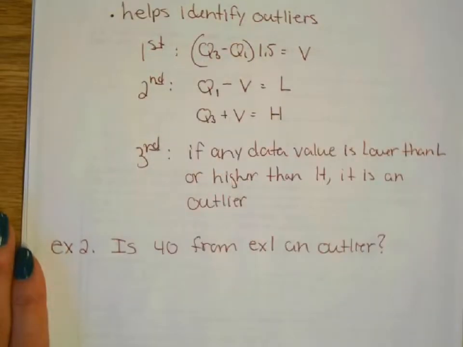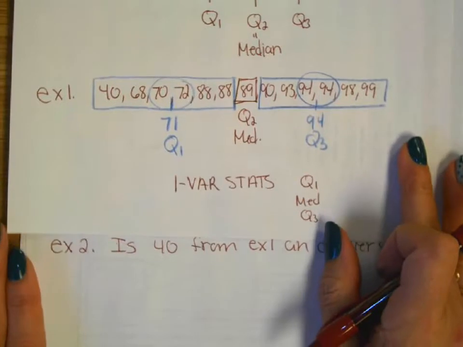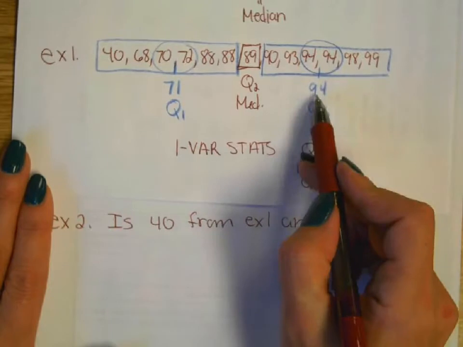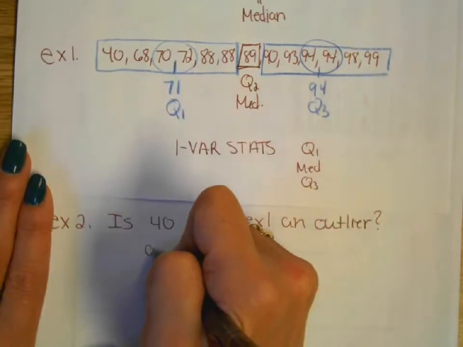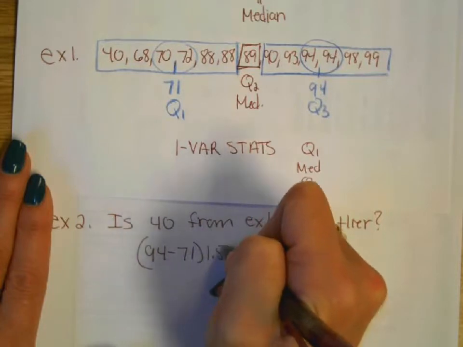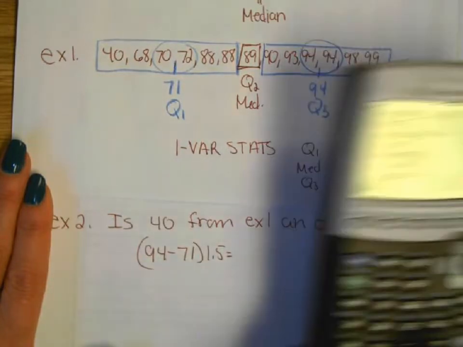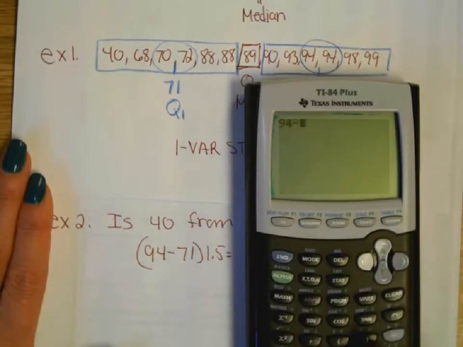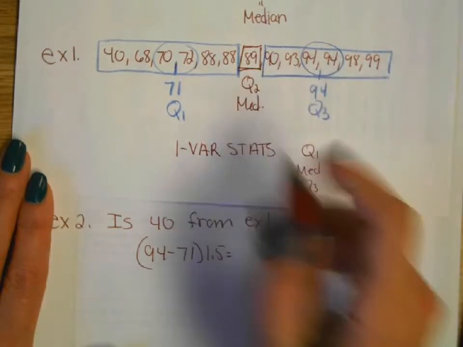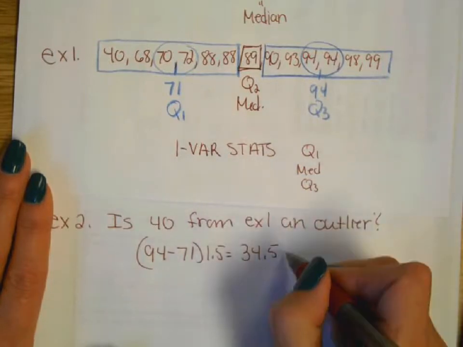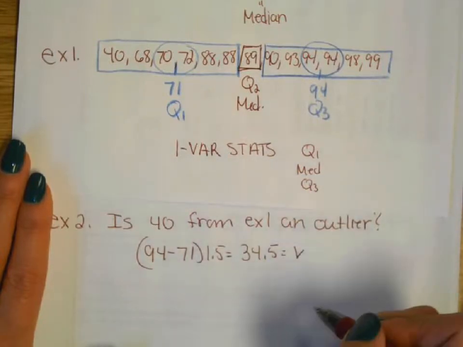So, we're going to take our Q3 minus Q1, get those values back in here. So we've got 94 minus 71. Multiply that by 1.5. (94 minus 71) times 1.5 is 34.5. Okay, so that's my V in my formula I gave you above, or in my steps above.